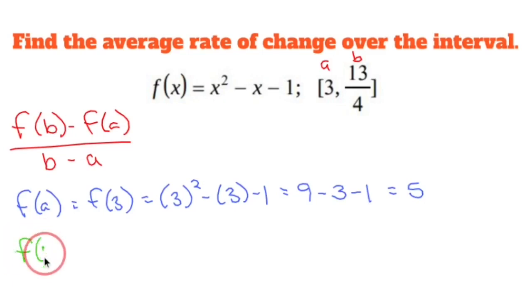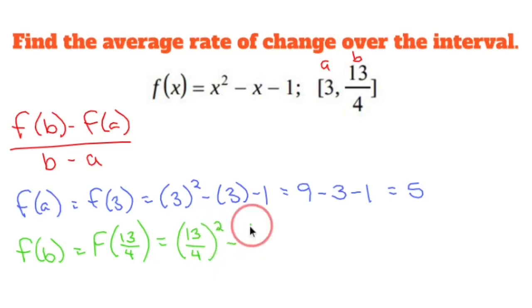F of b, which is the same as f of 13/4. All right. So what I'm going to do is take 13/4, plug it into this function, and square it, subtract it, minus one. So I got 13/4 squared minus 13/4 minus one. 13/4 squared means you multiply 13/4 times itself. So 13 times 13 is the numerator, that's 169. 4 times 4 is the denominator, that's 16.